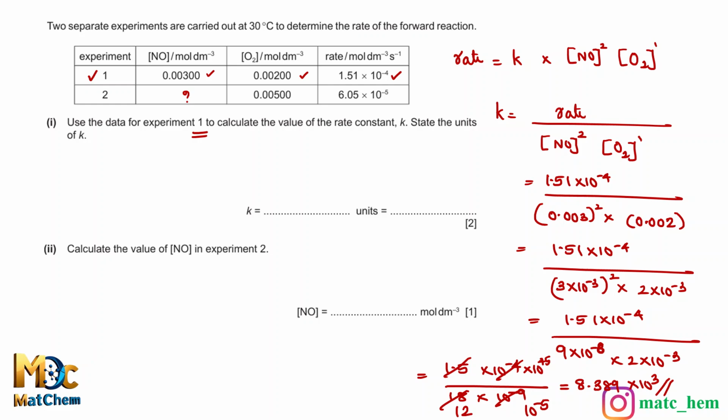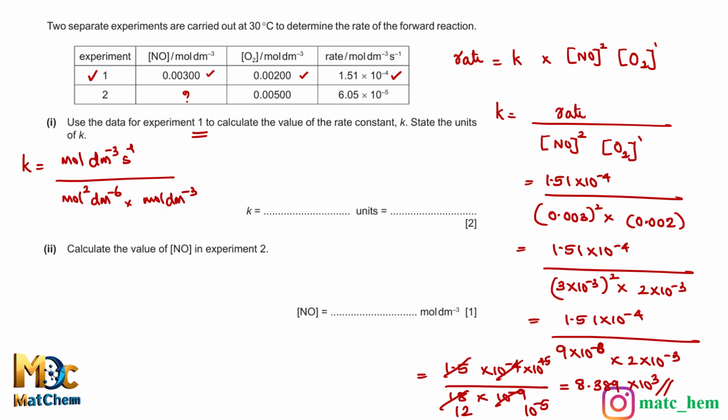What is the unit? So how can you calculate the unit of rate constant? K is equal to rate divided by concentration of NO raised to 2 into concentration of oxygen. The unit of rate is moles per decimeter cube per second inverse. Concentration of NO means moles per decimeter cube, that is 2 times, that is mole square decimeter raised to minus 6. And then into concentration of oxygen, moles per decimeter cube.